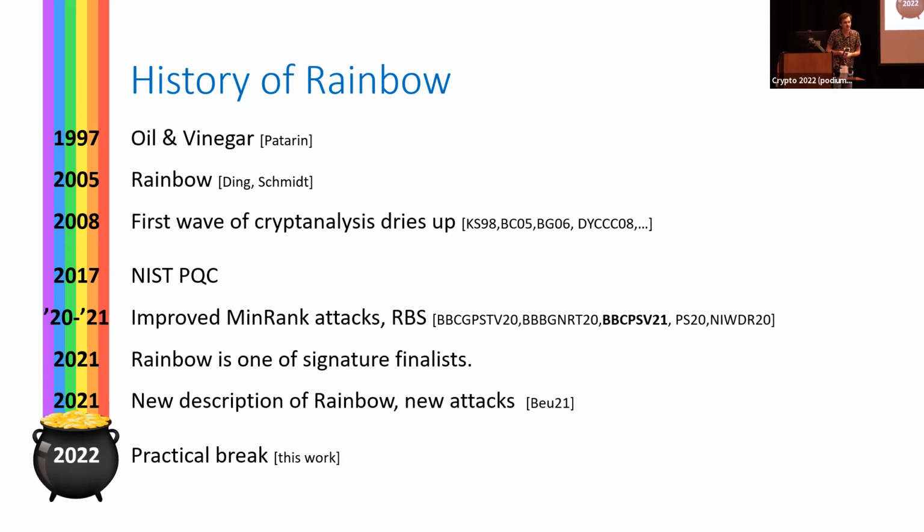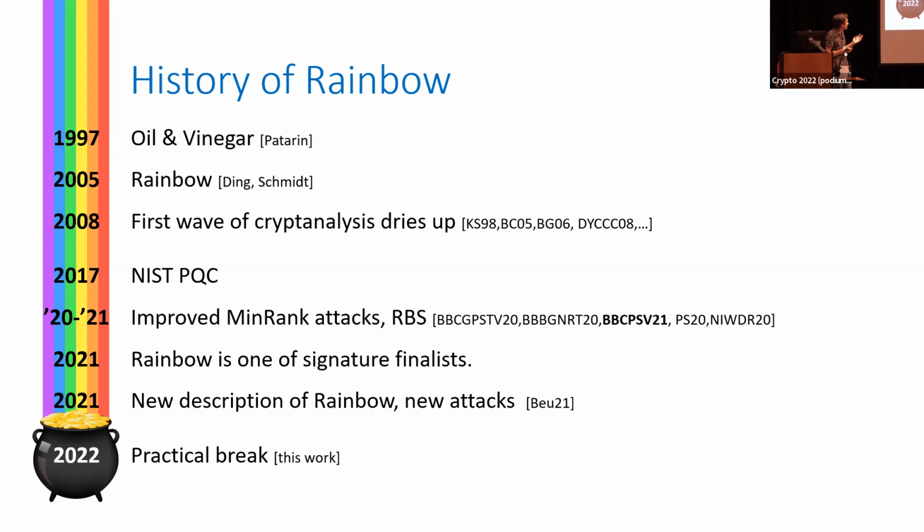And I think in 2008, the last attack was found. Then there was a long period where nothing really happened until Rainbow was entered in the NIST process, and then people started to look at it again. There were some results about MinRank attacks. These are attacks that reduce key recovery on Rainbow to the MinRank problem, where you are given some matrices, and the problem is to find a linear combination of them with low rank. There have been some improvements in solving this problem. Actually, one of the talks tomorrow is about this line of work.